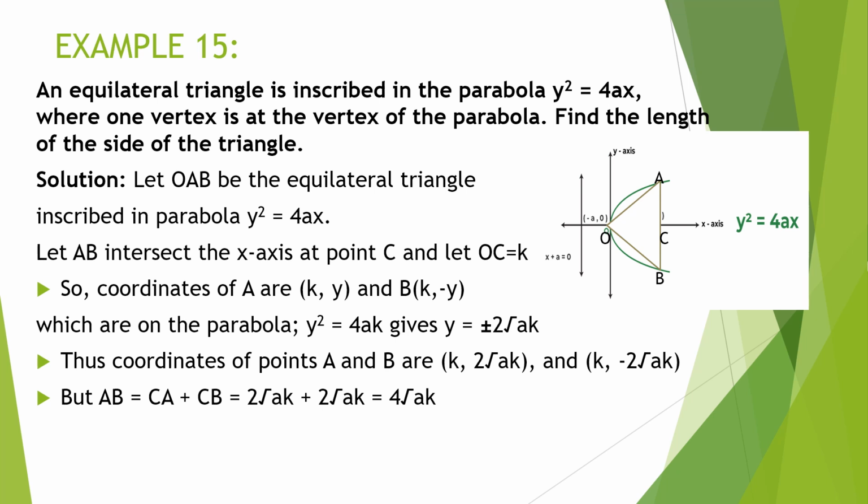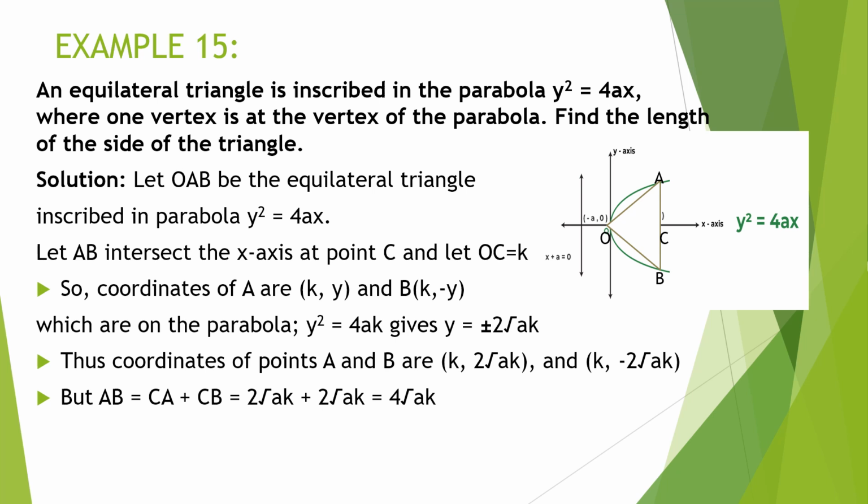So these two points A and B lie on our parabola y square is equal to 4ax. So what is the equation? Equation is y equal to plus or minus 2 root ak. Why? Because your x is k. So equation is y is equal to plus or minus 2 root ak. So coordinates of A are (k, 2 root ak), and B is (k, minus 2 root ak).